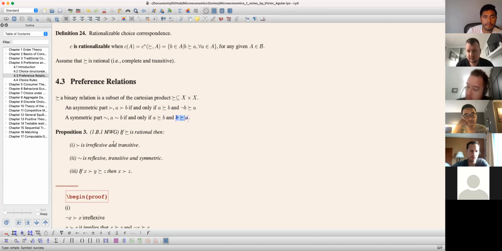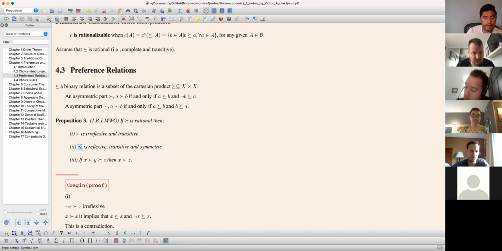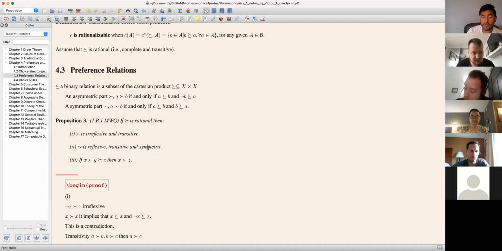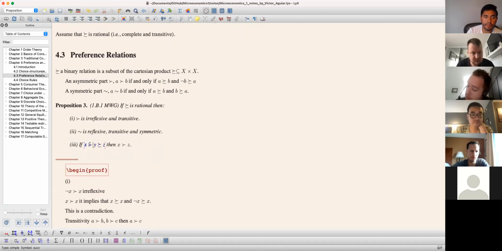And if that happens, then you're going to get some properties of the parts, right? Particularly, the strict part is reflexive and transitive. The symmetric part is instead reflexive, transitive, and symmetric, so an equivalence class, as we declared it. And then also you have that transitivity whenever you have a strict part and a weak part will be preserved with a strict part.